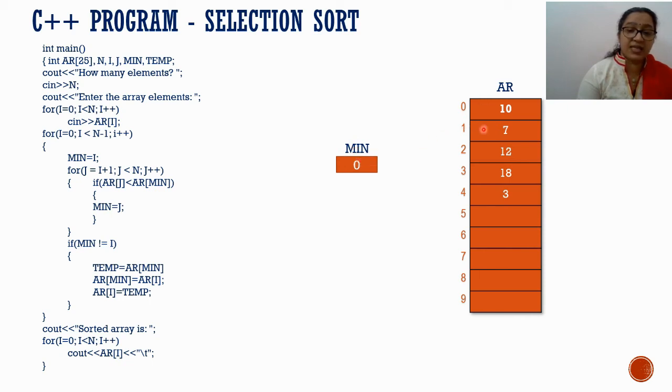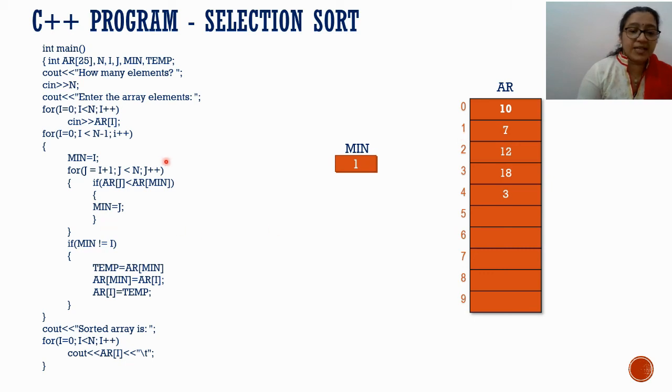Is it less than these two? Okay, AR of j is 7, AR of min is 10. So if it is lesser, yeah, it is lesser. AR of j is lesser. Now change the min value to j. So j is 1 now, so we are changing the value to 1.